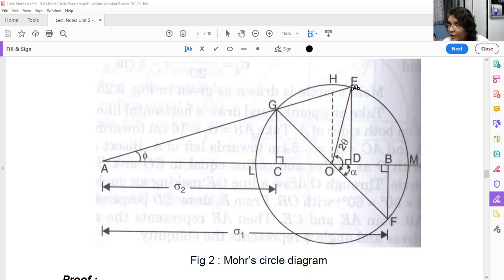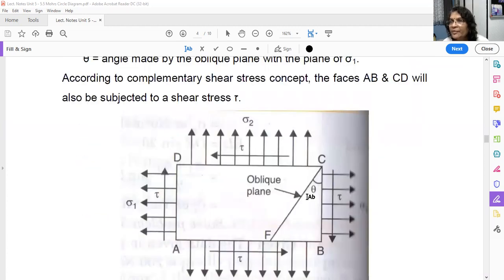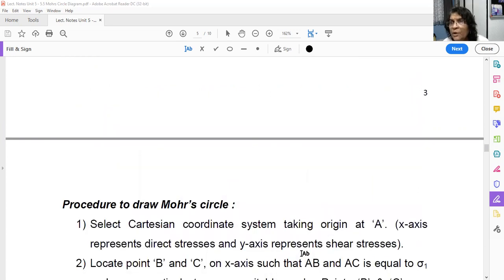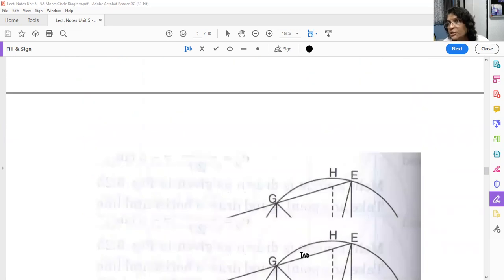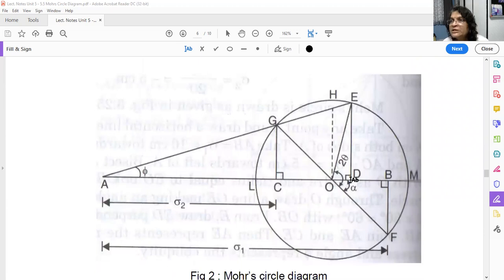Now E is the point which represents the stresses acting on this inclined face, that is FC. So now we have to find out normal stress and shear stress on the plane FC. Okay, so from E, drop a perpendicular, call this point D where it intersects the x-axis. Now what? See, OD represents normal stress acting on inclined face FC, and ED represents shear stress acting on inclined plane FC. Okay, understood?